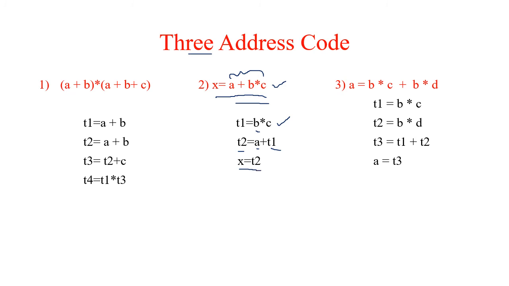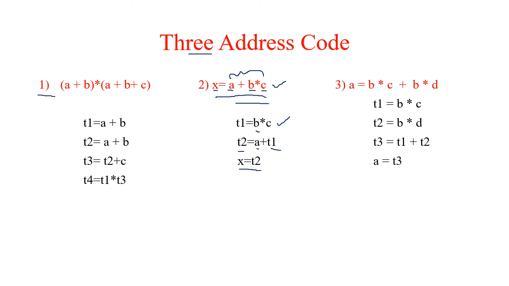Hope it is easy. First we have to find the intermediate result to perform the whole statement. Initially the statement x equal to a plus b star c violates the three address property. Why? How many addresses does it have? 1, 2, 3, 4 addresses. And how many operators does it have? This expression has more than one operator.